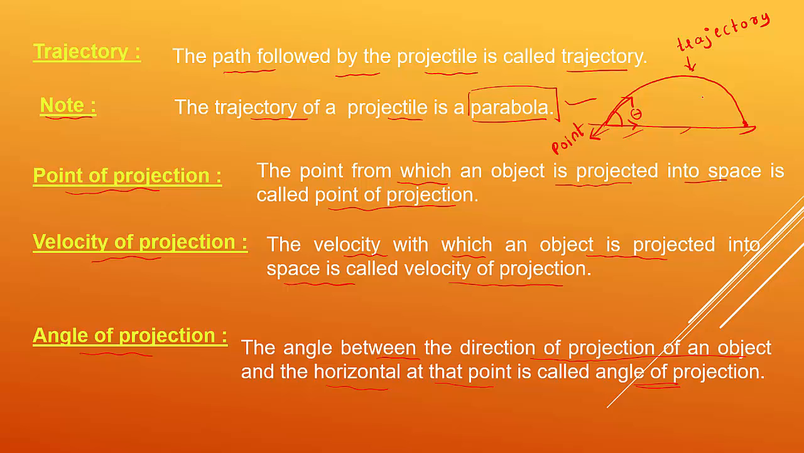What is angle of projection? The angle between the direction of projection of an object and the horizontal at that point is called angle of projection. Is it clear? Observe, all these are the basic points related to projectile motion. What is a trajectory? Trajectory is the path followed by the projectile. What is a point of projection? The point from which the object is projected into the space is called point of projection. Then velocity of projection, the velocity with which an object is projected into the space. Then angle of projection, the angle between the direction of projection of the object and the horizontal at that point. Is it clear?